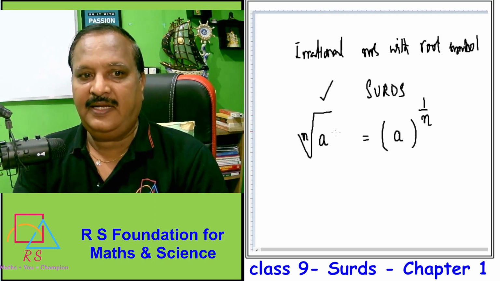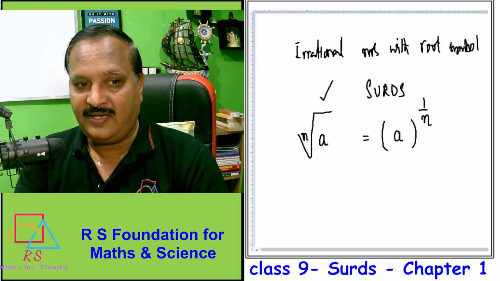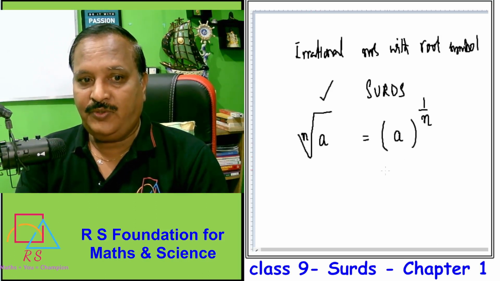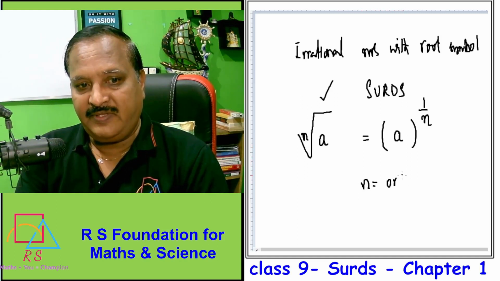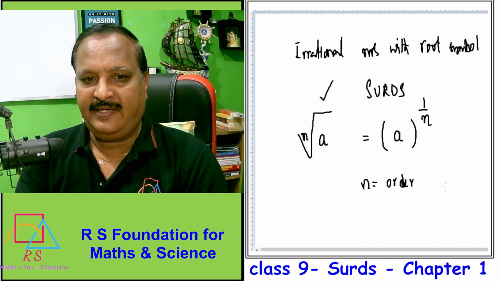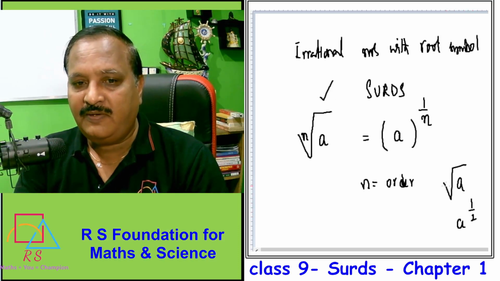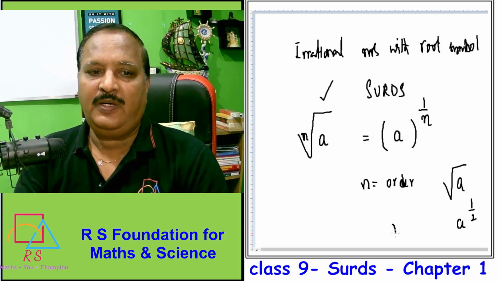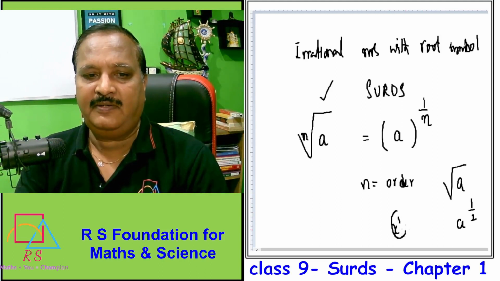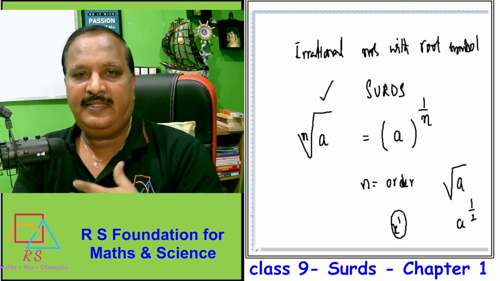This is called a surd because it has a root symbol, and the number in this corner, n, is known as the order of the surd. If there is no number in the corner, it is just 1 upon 2. Just like if there is no power written on x, that means power 1. If there is nothing in the power place, we think 1.